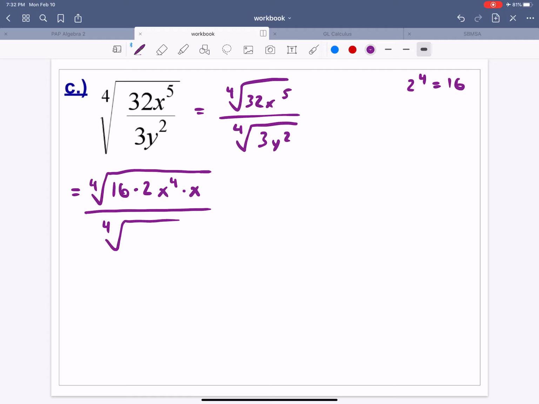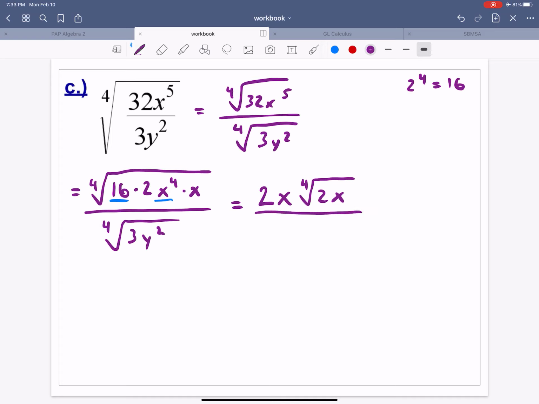In the bottom there's actually no factor of 3, because it's a prime number. So there's obviously no factor of 3 that's a 4th power. And y squared, because that exponent is less than the index, we can't simplify that at all. So what we can do next is this 16 is going to come out of the radical as whatever the 4th root is. So the 4th root of 16 comes out as a 2. And this x to the 4th right here also comes out as just an x, because the 4th root of x to the 4th is just x to the 1st. So then you still have some things trapped in that radical. You've got a 2 and you've got an x left over.